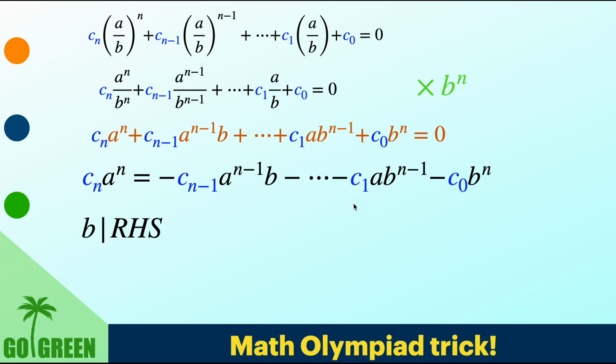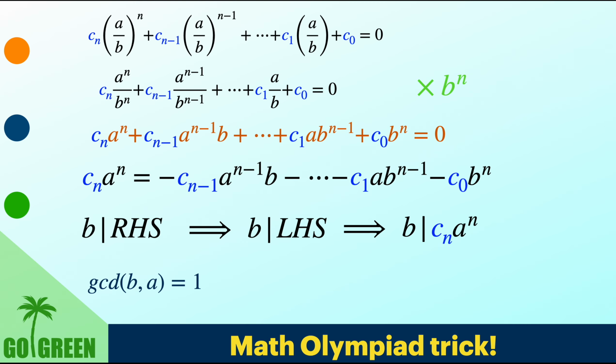Which means what? The number b divides RHS, the right hand side here. And therefore, since b divides RHS, b also divides LHS, and on LHS we have only cn a to the n. So what we get is this: b divides cn a to the power n. Fine. Now, do you remember this fact that GCD of a, b is 1? Actually, GCD of a, b being 1 is equivalent to GCD of b, a being 1. So GCD of b, a being 1 means GCD of b, a to the power n is also 1. And once GCD of b, a to the power n is 1, what do we get? This is extremely important, and this is very basic mathematics also.